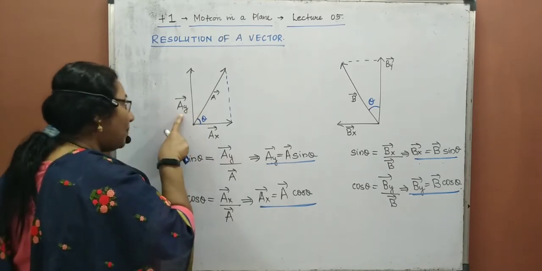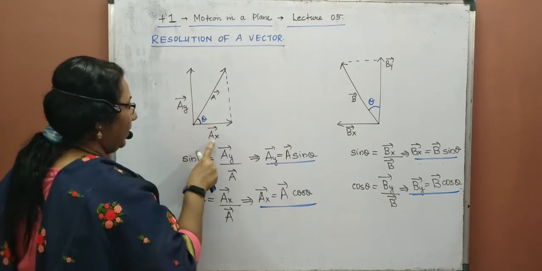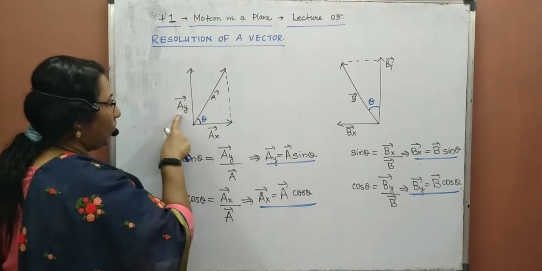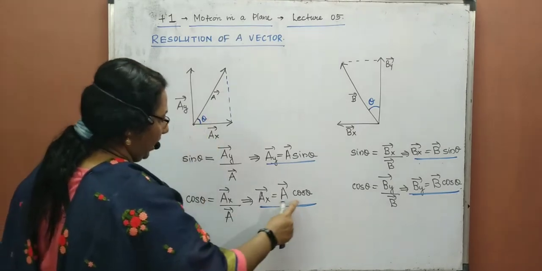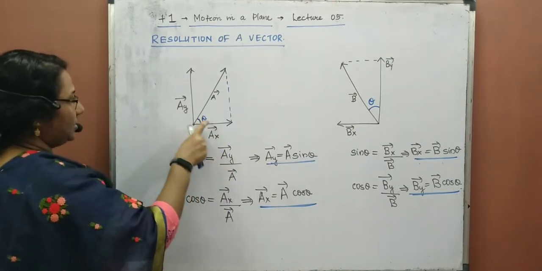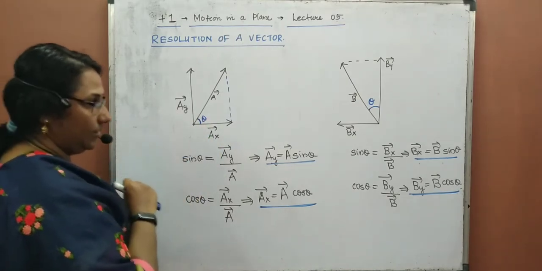Clear? The opposite component will be the sine component. Adjacent component will be cos component. Opposite component will be sine component. Here AX is adjacent to theta, A cos theta. Here AY is not adjacent, not in contact with theta, so it is A sine theta.